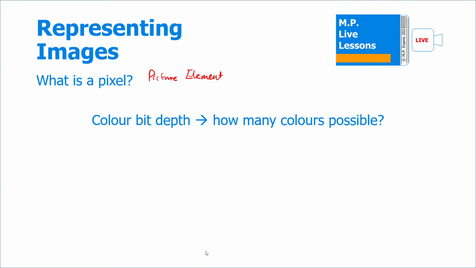Next is representing images. Now, what is meant by a pixel? So a pixel is a picture element. This is often a very small square in a big image that will contain a color represented by a bit pattern. Now, color bit depth tells us how many colors are possible to be stored.